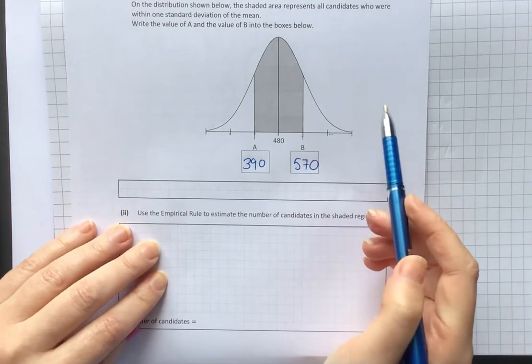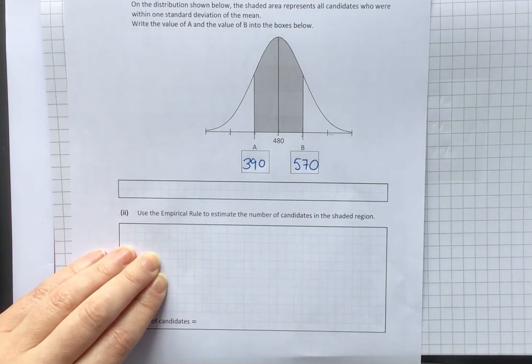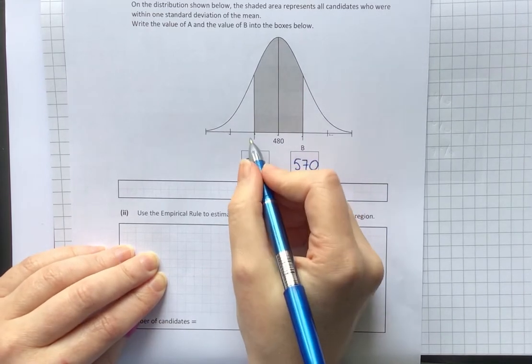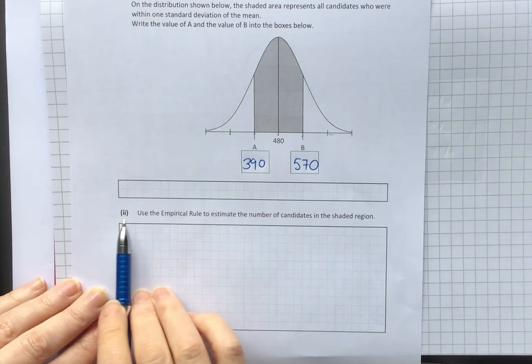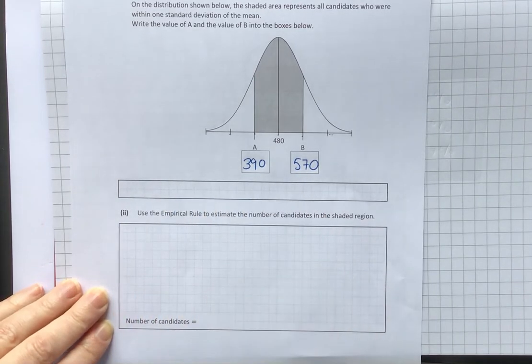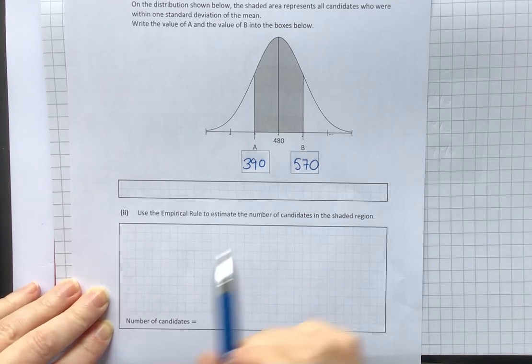So 68% of the people we would expect to score between that. Okay, so plus and minus 1 standard deviation of the mean. All right, part 2, so that's part done. Part 2 says use the empirical rule to estimate the number of candidates in the shaded region.